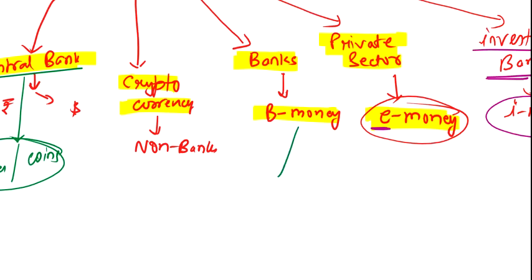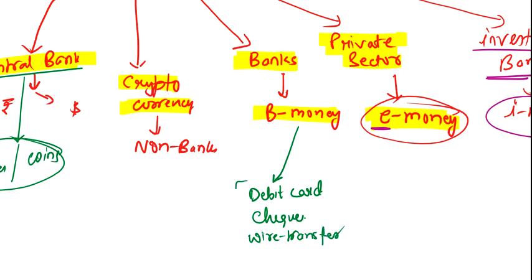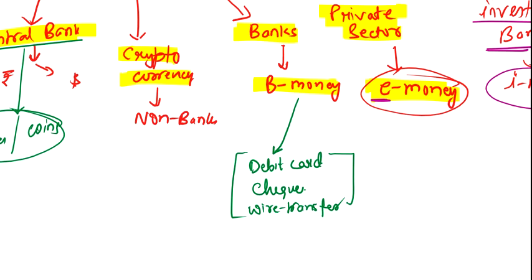Now the money which is issued by the banks, okay, that comes in the form of debit card, or it comes in the form of check, or it comes in the form of wire transfer. Clear? The money which you are using from the bank side, even the credit card money. Clear? The money which you are using with the help of the instrument provided by the bank.